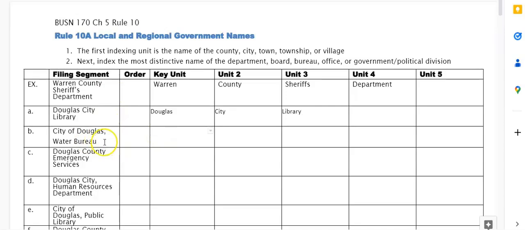For letter B, we have City of Douglas Water Bureau. So remember, the first indexing unit is the actual name of the county, city, town, township, or village. And in that case, Douglas is the name of the city. So Douglas. Unit 2 is City, and then unit 3 is Of. And we use Of last because it's the least important part of the city name. And then finally, we have Water as unit 4 and Bureau as unit 5.